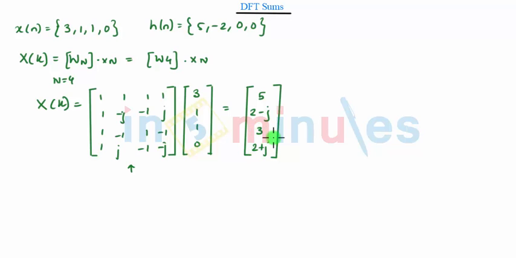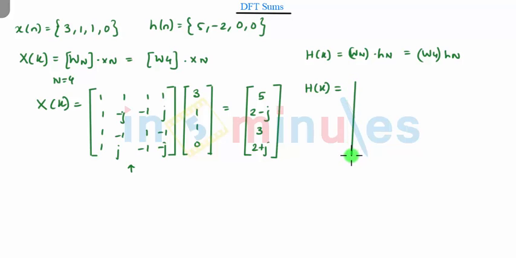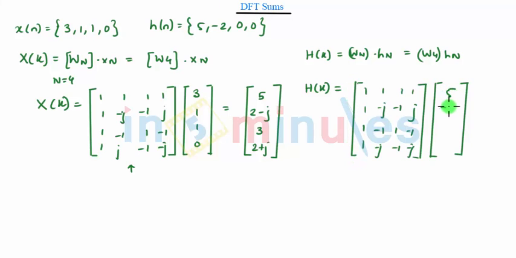Now we are going to calculate H of k. H of k is equivalent to W of N into h of n, that is W4 into h of n. H of k is equivalent to the same W4 matrix into 5, minus 2, 0 and 0. And after multiplying this, we finally get the answer as 3 5 plus 2j, 7 5 minus 2j.